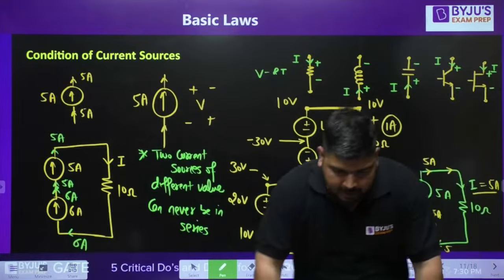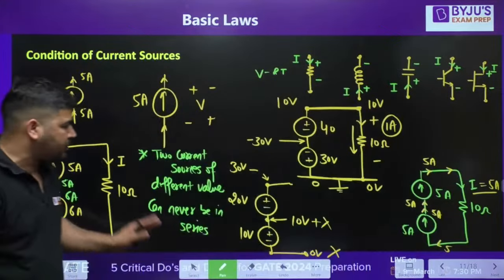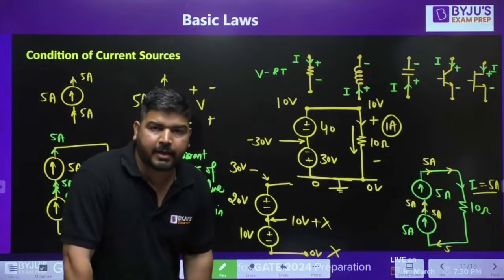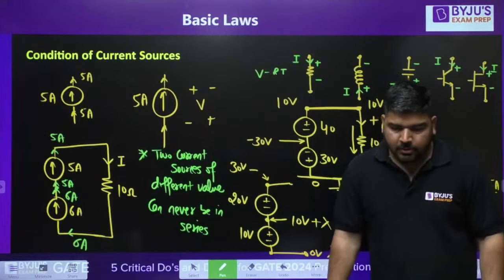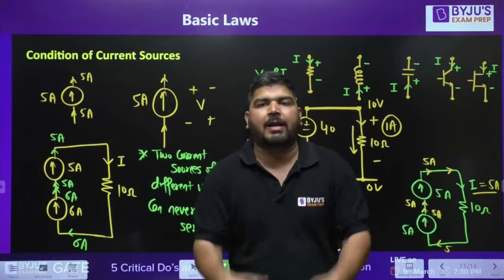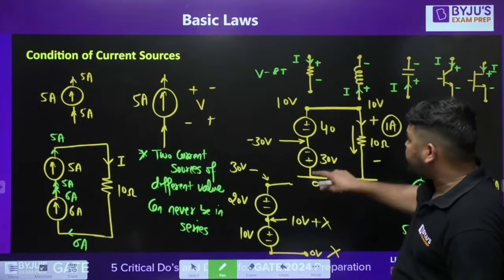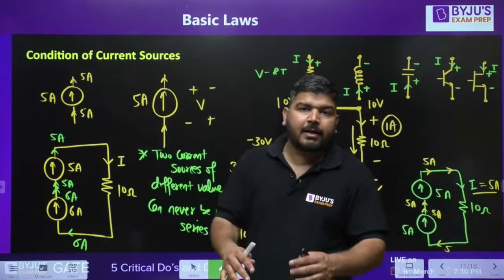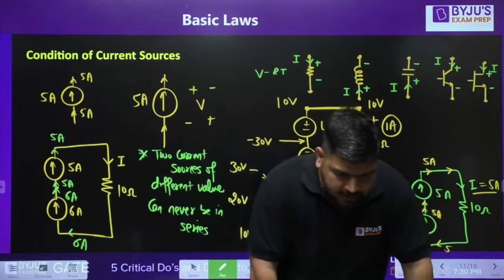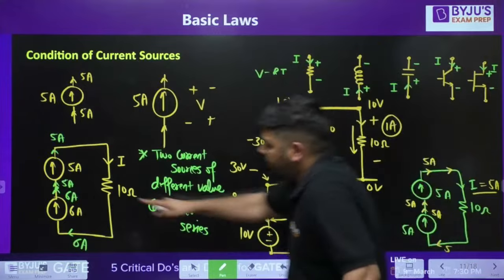Okay, sir, can I add two current sources in series? No, you cannot add two current sources. You'll understand in KCL. I'll teach you about KCL. Then you will understand that current sources will be added only in case of parallel, like voltage sources can be added in series. Similarly, current sources will be added in parallel connection, not in series. If they are connected in series, then they cannot be added.